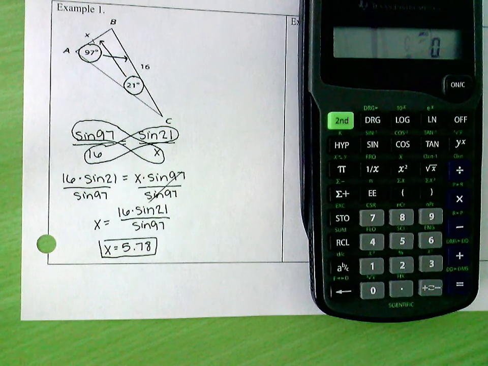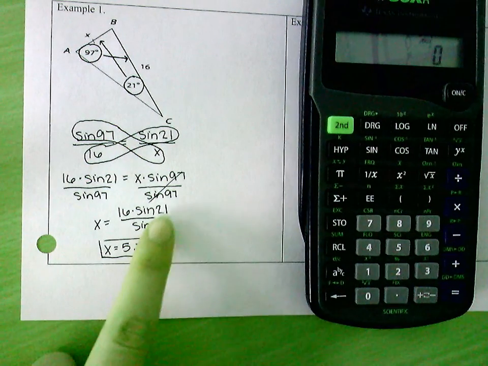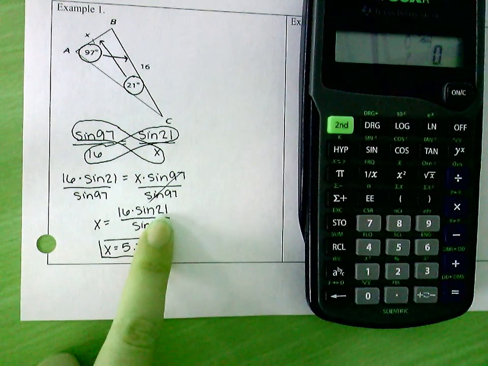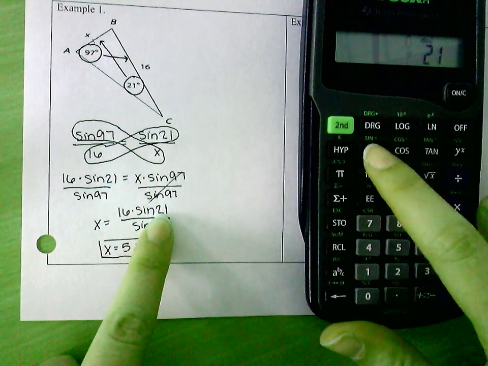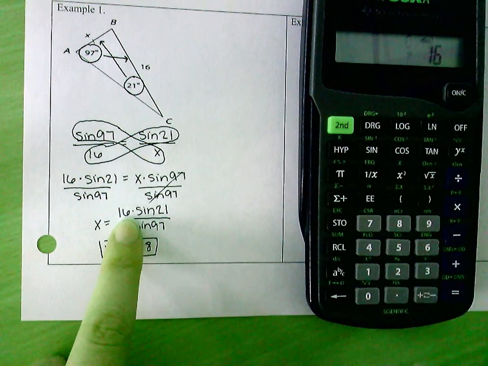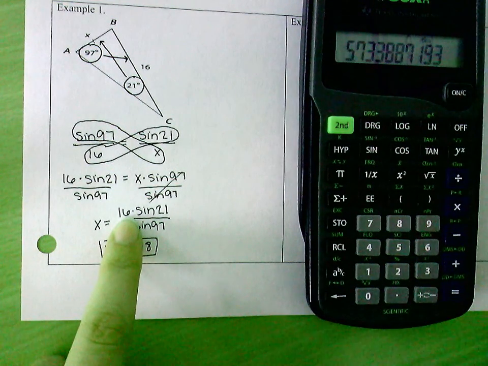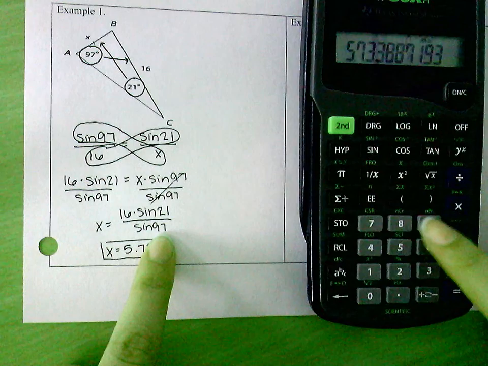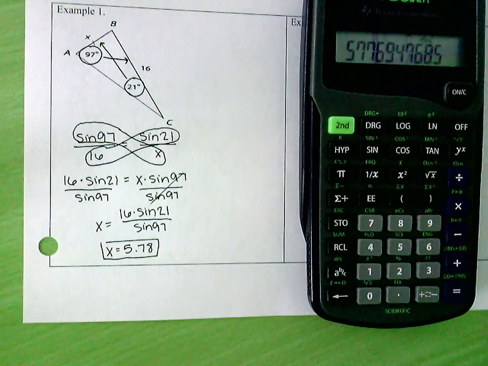Okay, so if your calculator works this way, you can't just enter it like I did with the first one. You're going to, again, read kind of backwards. So you'll type in 21, press sine, times 16, press equals. Then divide, and read your denominator backwards. So 97, sine, and then equals. And you should still get 5.78.